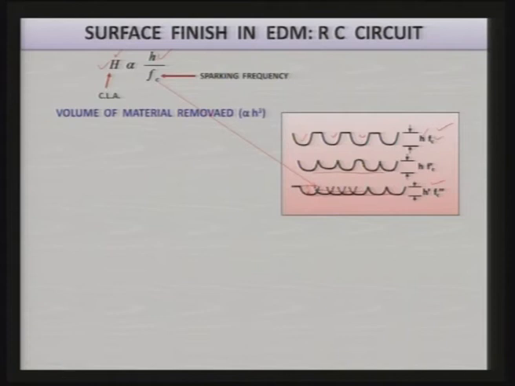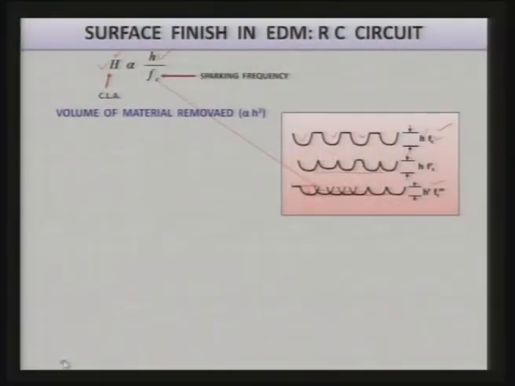Keeping this in mind, the volume of material removed will be proportional to h cube, whatever is the height of the crater. If you assume this crater to be hemispherical in shape, then the volume of the material removed will be directly proportional to h cube. So, h cube, and this value of h, will depend upon the energy per spark.